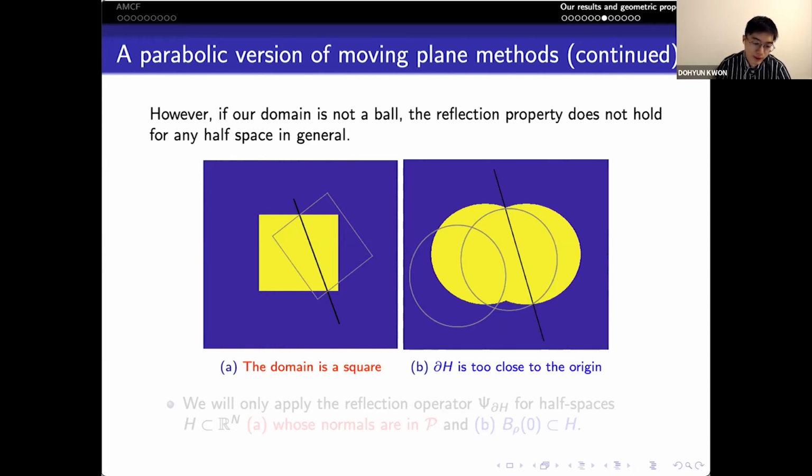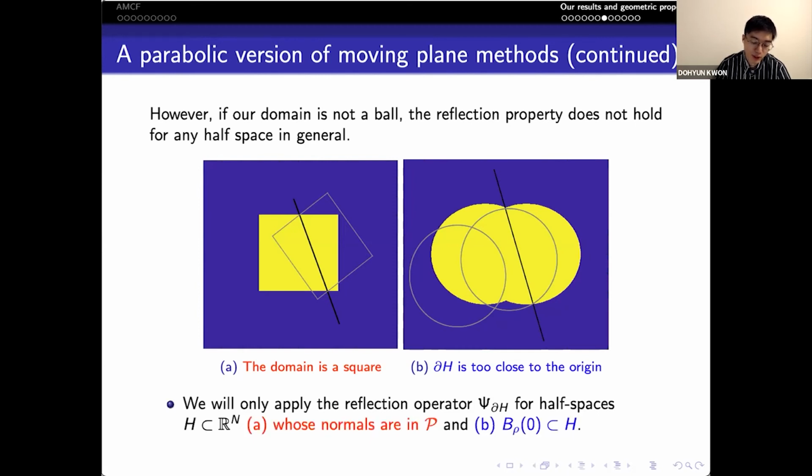So that means we cannot consider any reflection operator, but we should consider a set of the reflection operators satisfying the following property. So whose normals are in a subset, and then this half space contains some ball so that this partial H is not too close to the origin. So this is our main idea for the anisotropic flow.